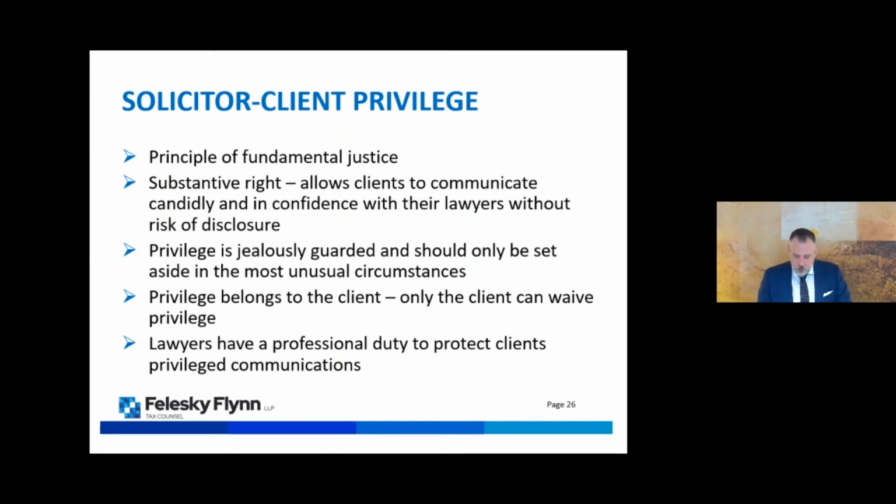When you think about privilege more in a criminal law context or a family law context, it's apparent and easy to understand how important it is for the well-being of our society that clients are able to candidly communicate with their lawyers and seek legal advice without the risk of it being disclosed. And so that translates over to tax law as well.